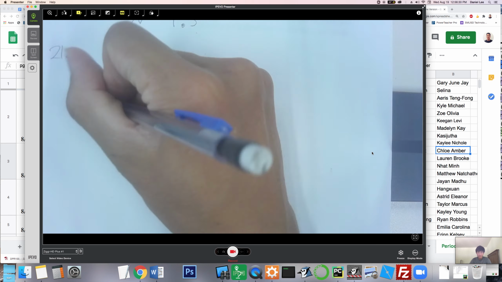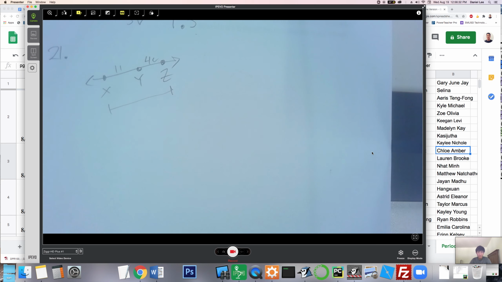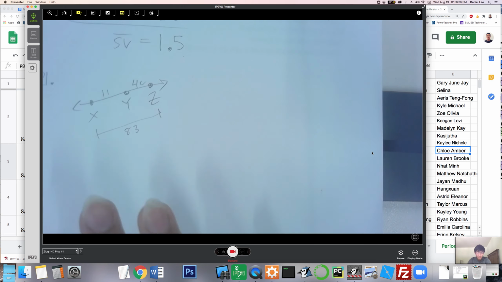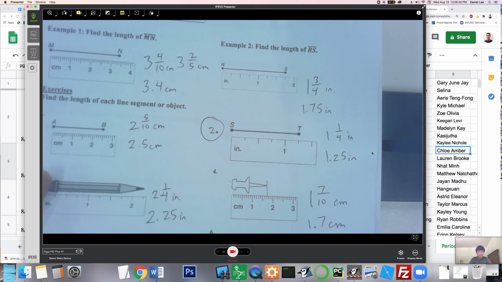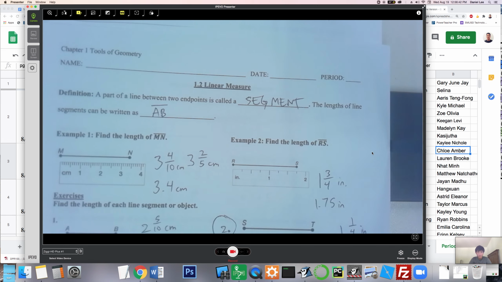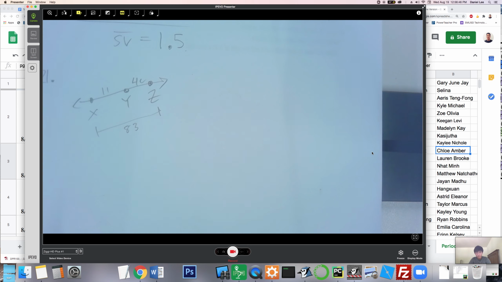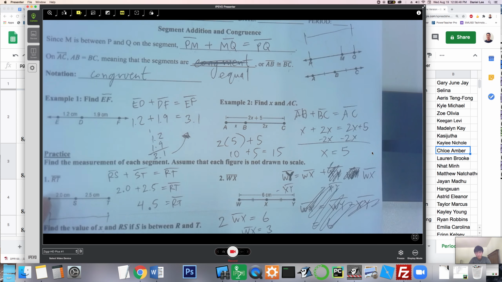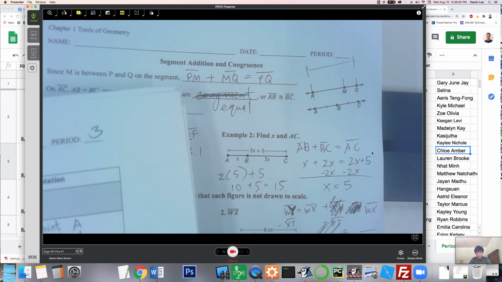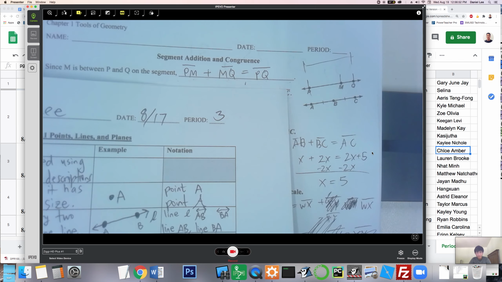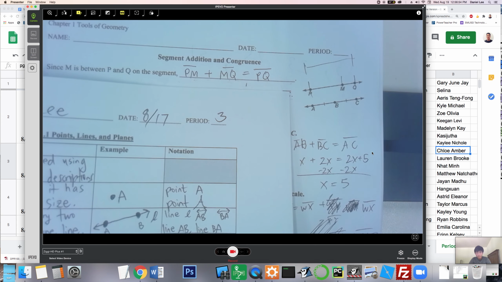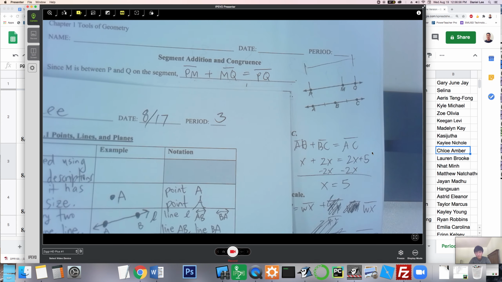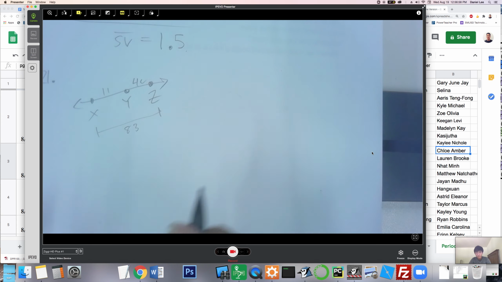So xz, from there to there, is 83. Okay, so we have our rule for segments, which is that a segment is equal to the sum of its parts, right? So we can come over here and write that same equation.